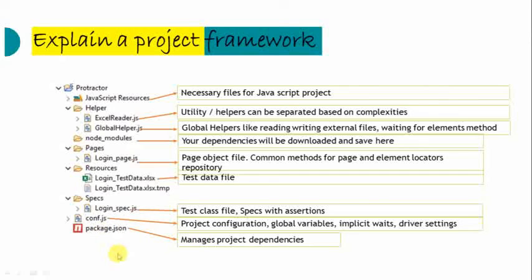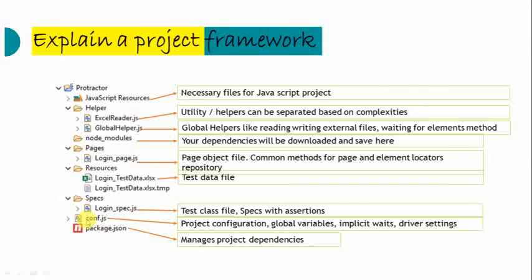I'll go bottom to top. So the first thing that I'm going to tell you is package.json. This package.json has all the dependencies related information. Every npm module that you want to use in your spec has to be mentioned in the package.json. So package.json is used to manage project dependencies.